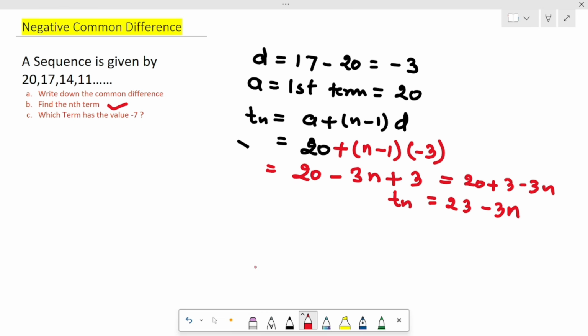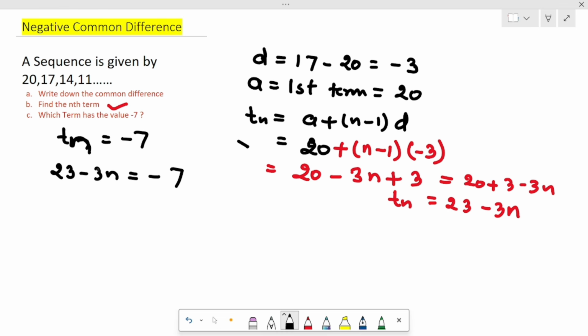That means they already gave the Tn, which is minus 7. Now they are asking the value of n. Like if you see, the third term is 14, the fourth term is 11, so they are asking which term will be minus 7. That means they are asking about the value of n, which term. Okay, so Tn you already found out, 23 minus 3n, which you are going to substitute here. So I am going to substitute 23 minus 3n is equals to minus 7.